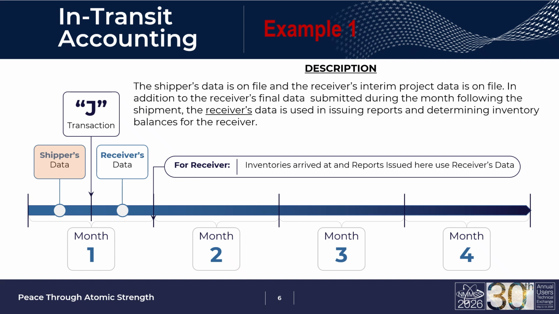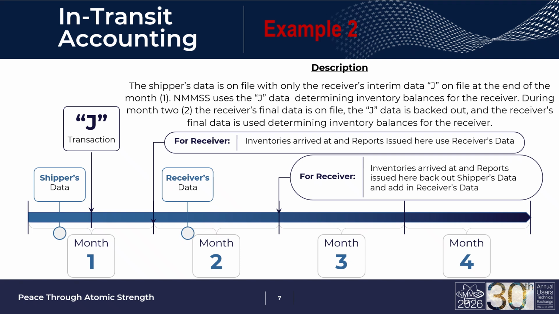Let's review an example where in-transit accounting was performed. The shipper's data is on file with NEMIS, and then the receiver's interim project data, the Action Code J Form 741, is also on file with the shipper's quantities during the same month. In addition, the receiver's final data was submitted during the month of the shipment, where the receiver's data is used in issuing reports and determining inventory balances for the receiver at the end of the month. All reporting for this event is complete and was reported within the same month.